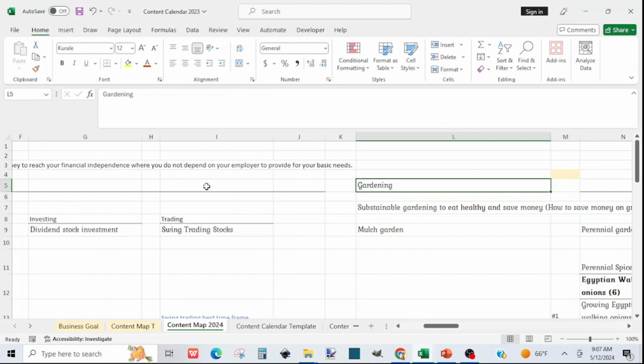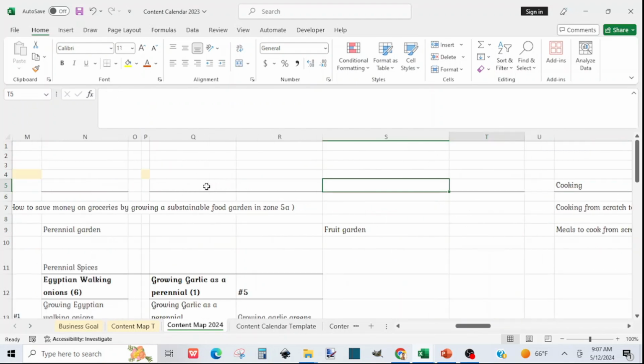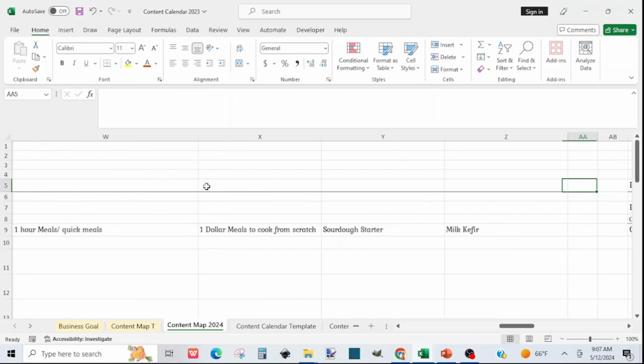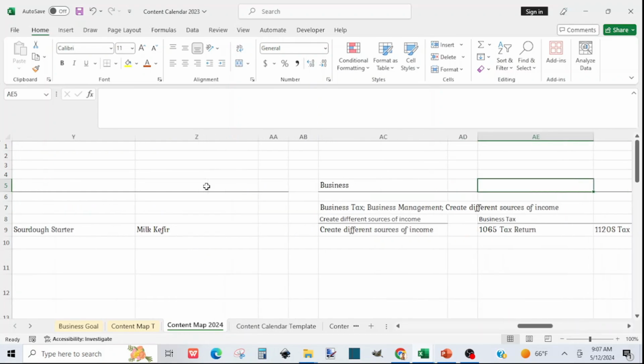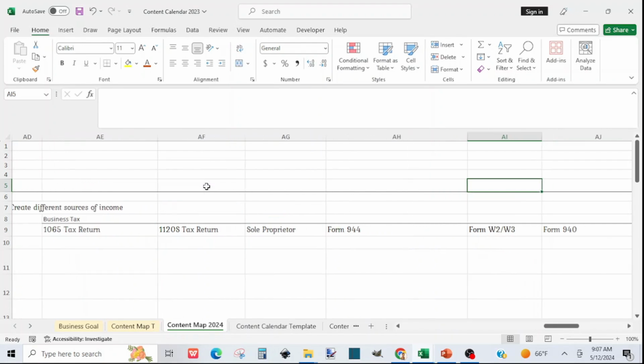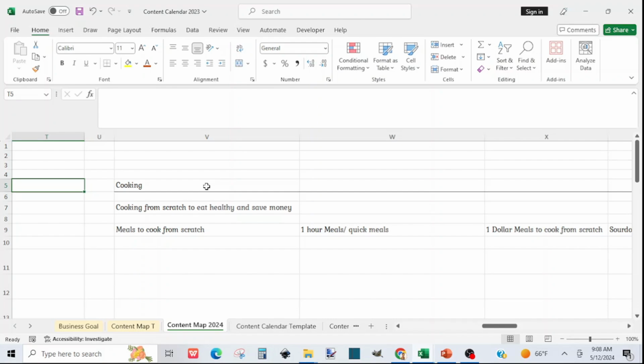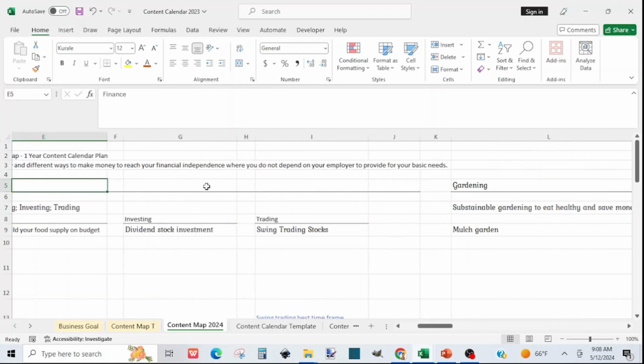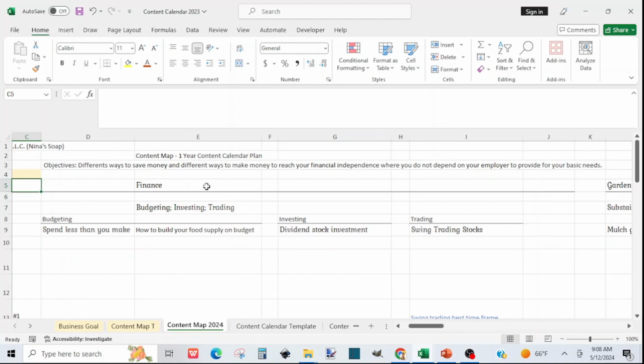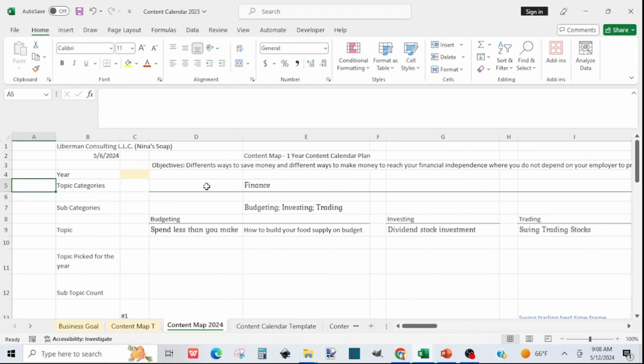Finance, gardening, cooking, business management, and that includes tax as well. Business management and tax, so for business we have two categories there, and we can just put them all as business. So that's one, two when I include cooking, three for gardening, four for finance. But I would say it's five because tax is tax and business management. But anyway, that is how I chose my content categories.